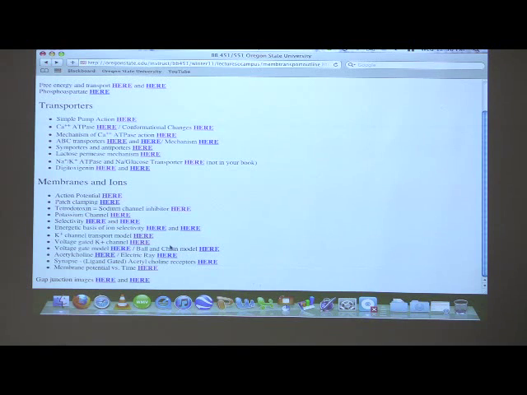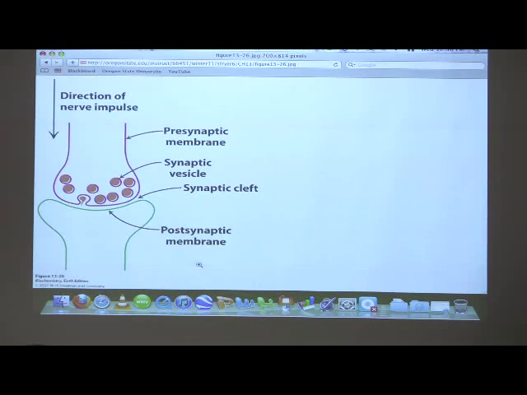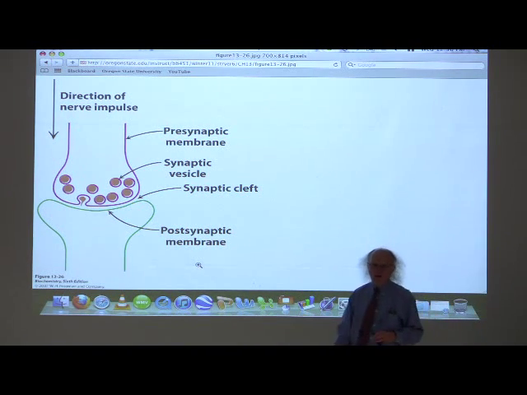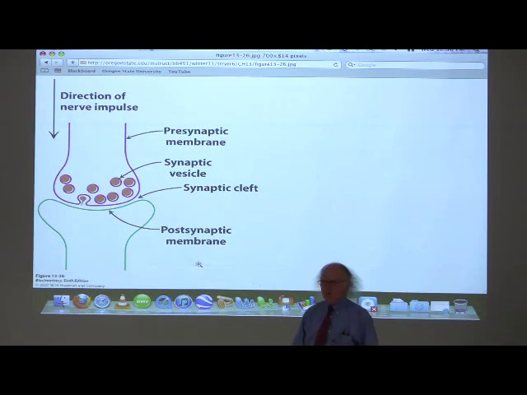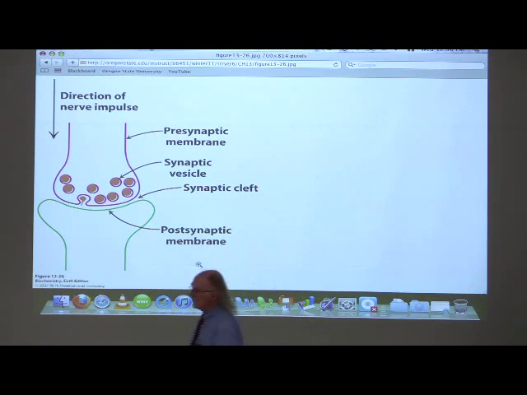Let's talk about cocaine. Cocaine comes into play when we look at what happens as the impulse makes it to the end of one nerve cell and it has to communicate that impulse to another nerve cell. Okay?